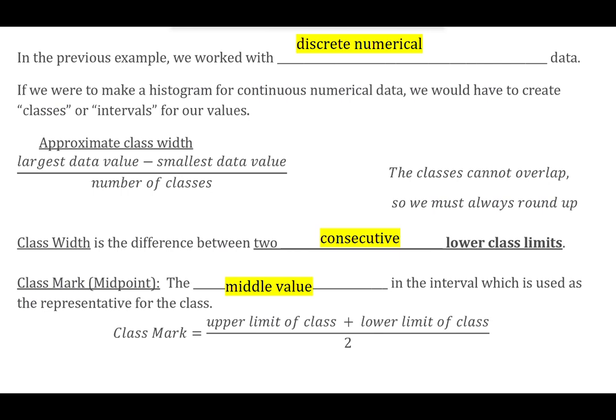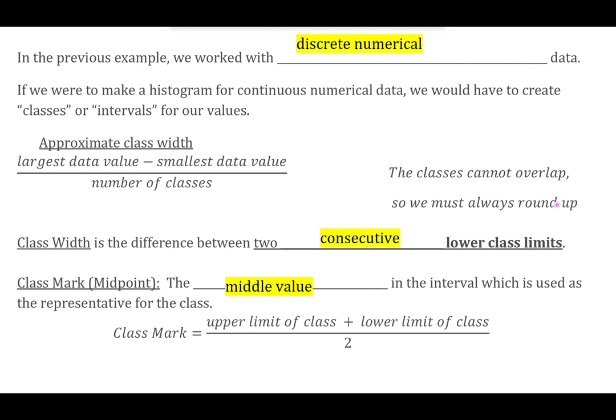Remember that continuous data can take on an infinite number of values and is usually the result of a measurement process. In order to do this, we would need to create classes or intervals for all of our values. So we can divide our data values into classes, and the approximate class width would be the distance between the largest value and the smallest value divided by the number of classes that we want to use, as described here. So basically, we just want to figure out the range of the values, largest minus smallest, and divide by the number of classes. These classes cannot overlap, so therefore we must always round up.